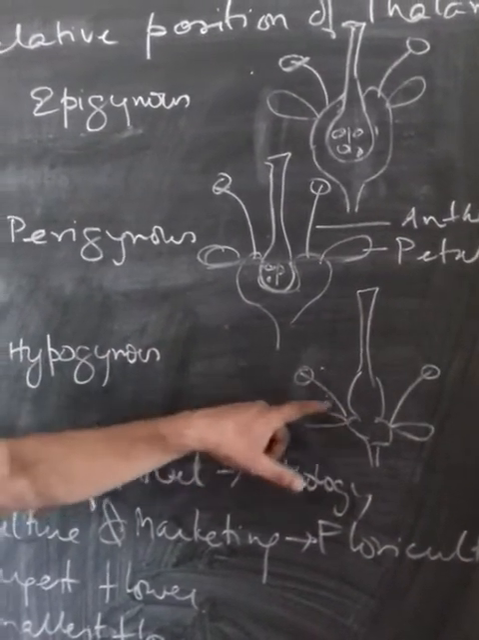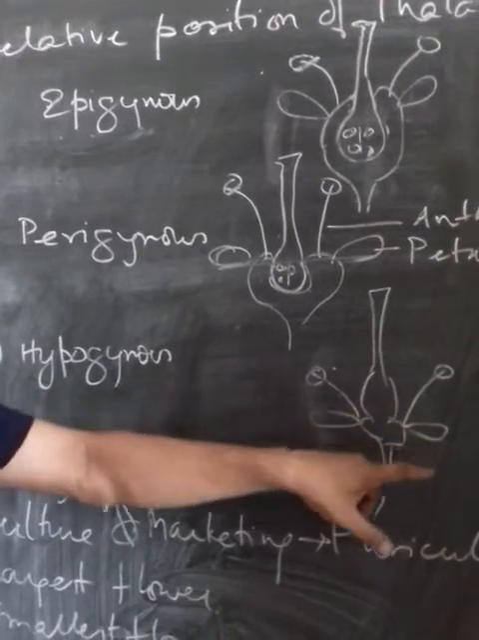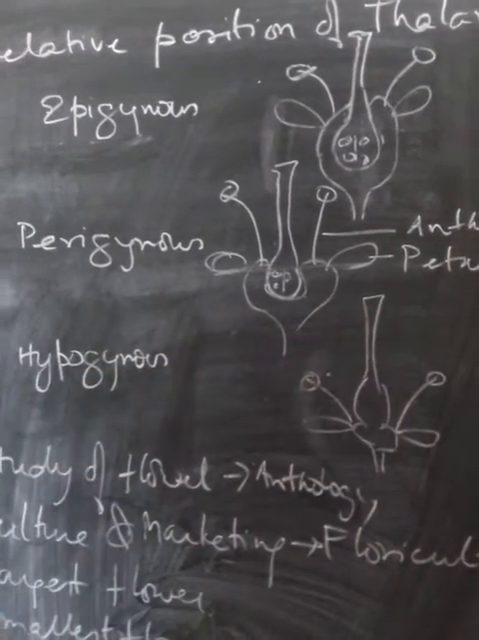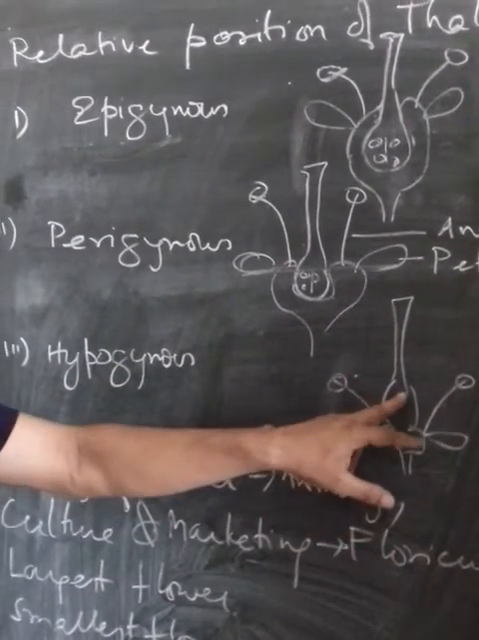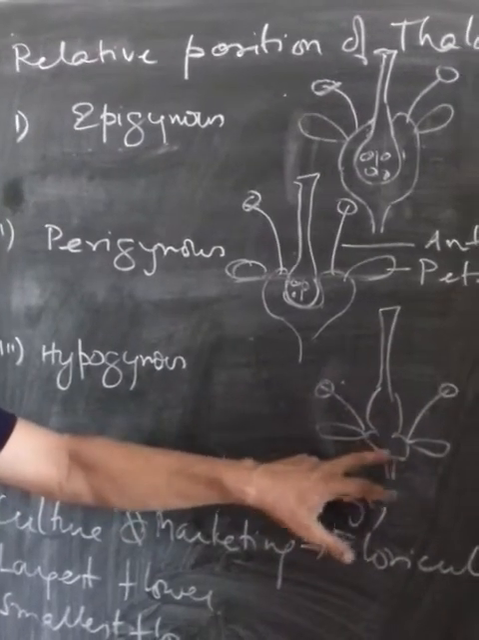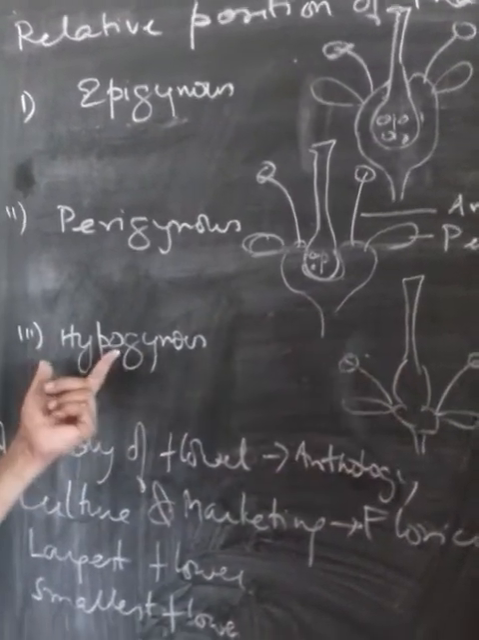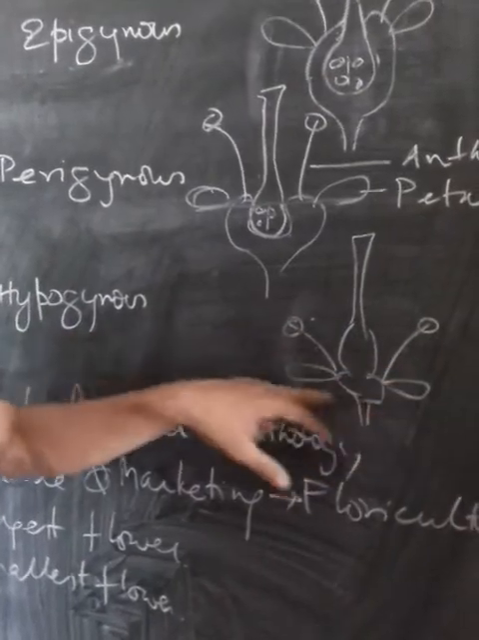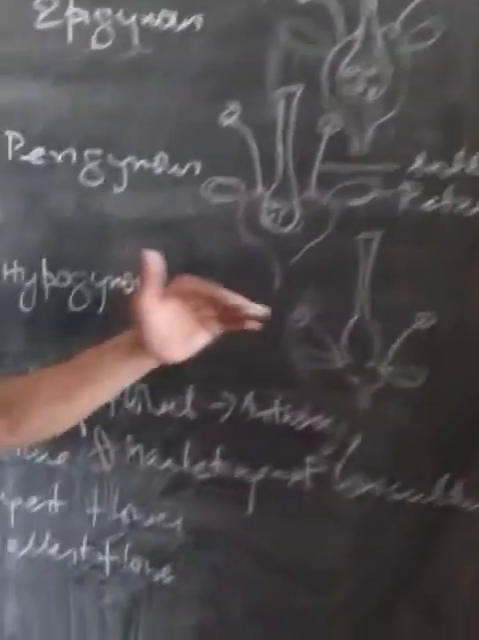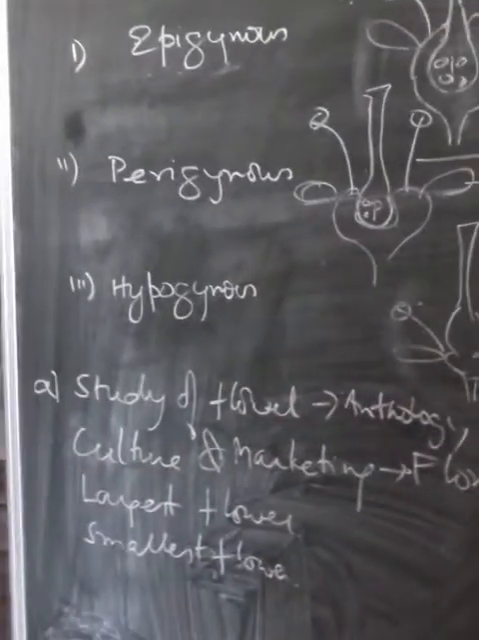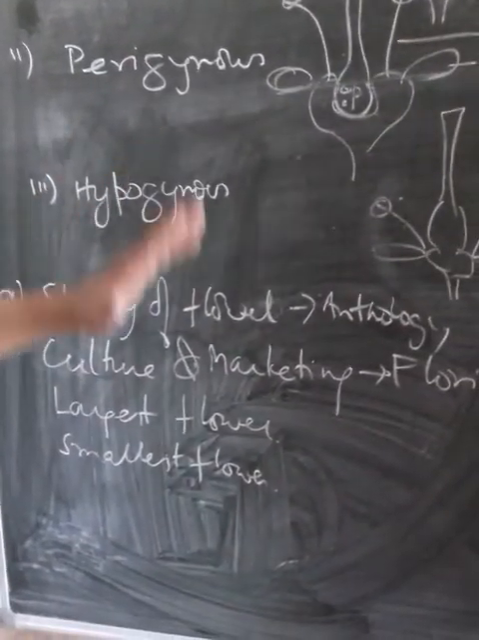All the other whorls like the androecium, the calyx and the corolla will be below the gynoecium and above the thalamus. That is why we call it hypogynous, because all are below the gynoecium. Hypo means below. Now this is the external feature.